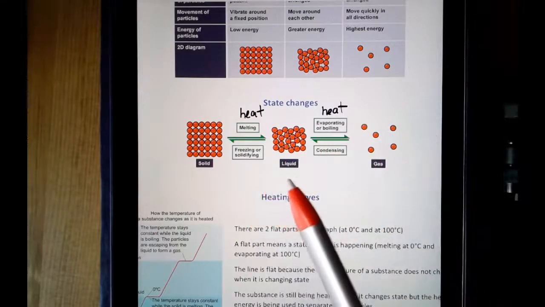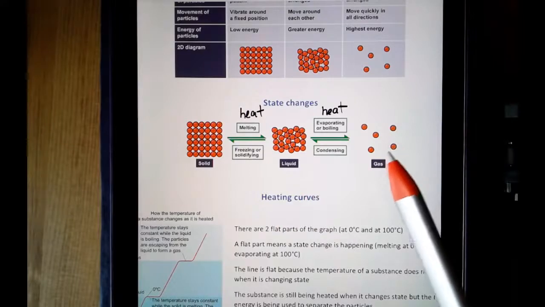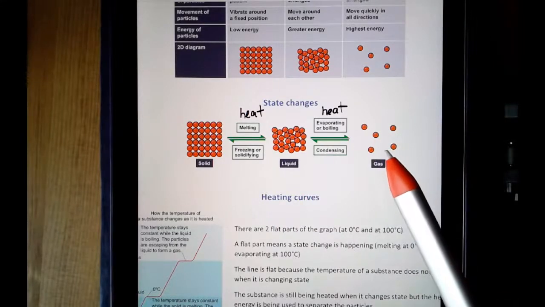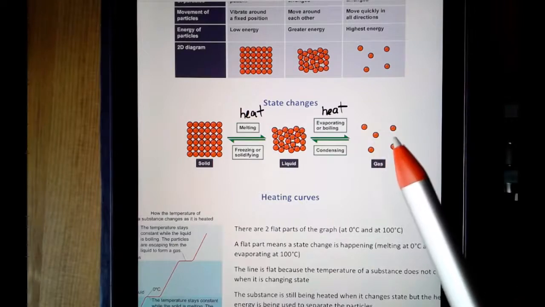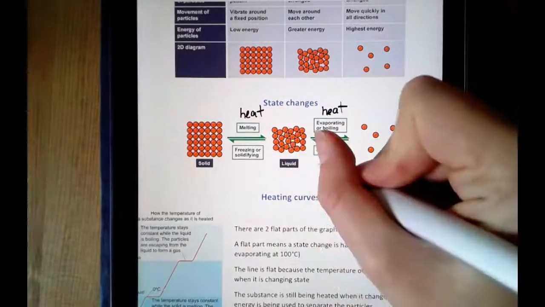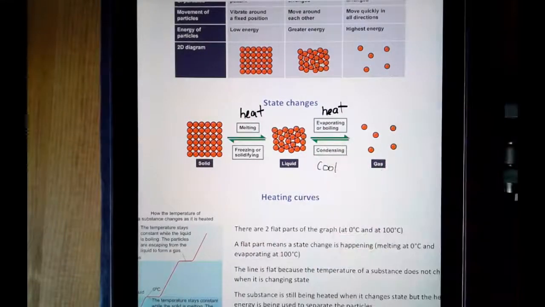If I want to go the other way, okay, the particles in a gas, they're moving quickly in all directions. They're nowhere near each other. I need the particles in a gas to become closer together so that I can form a liquid. And in order to do that, you cool it down.